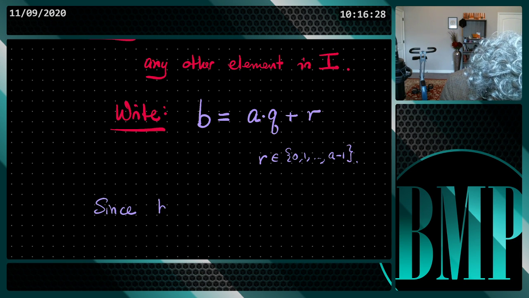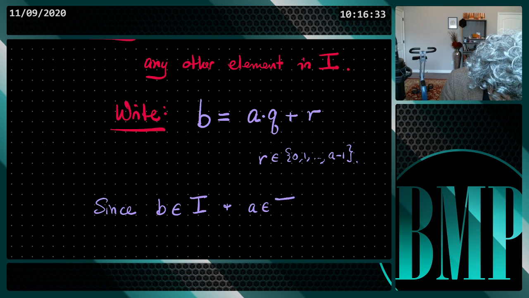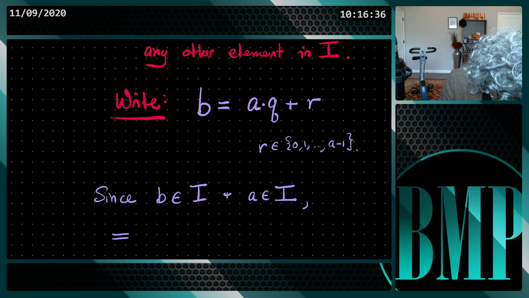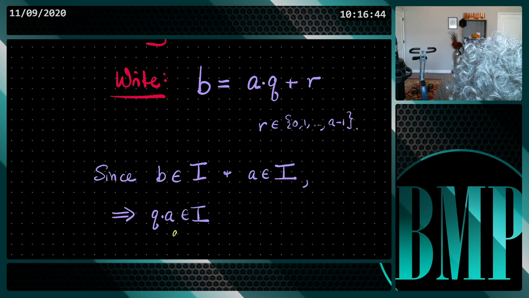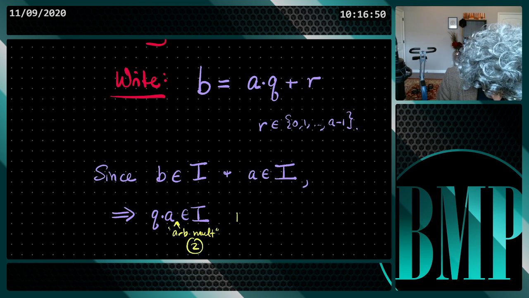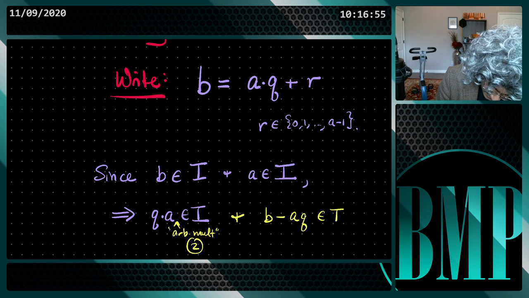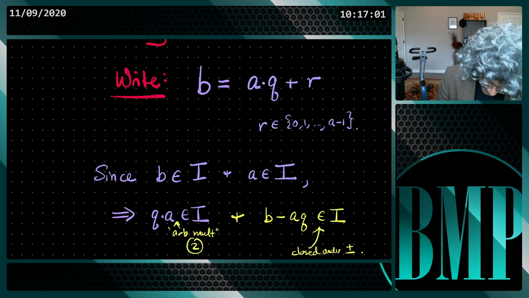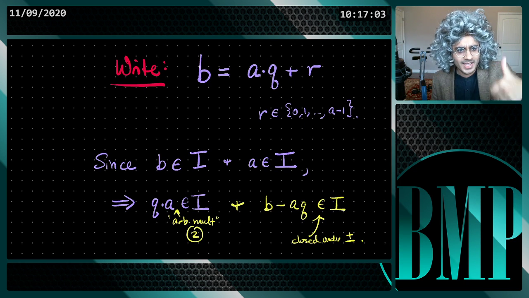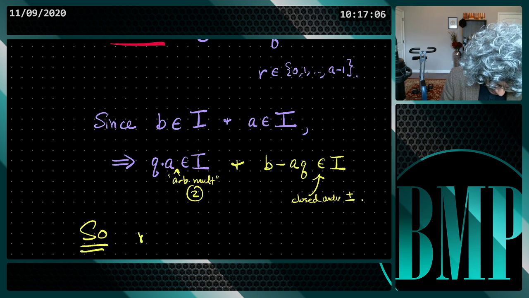Since B is in I and A is in I, then Q times A is in I. Arbitrary multiplication, property 2. And therefore, B minus AQ is in I. Closed under plus minus. And so, R is in I.